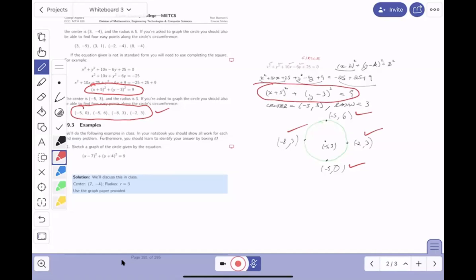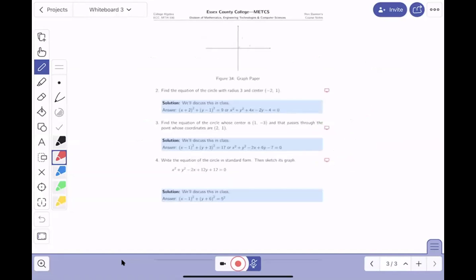I want to go to the next page and I'm going to grab a piece of graph paper for you. And you should learn how to use graph paper.